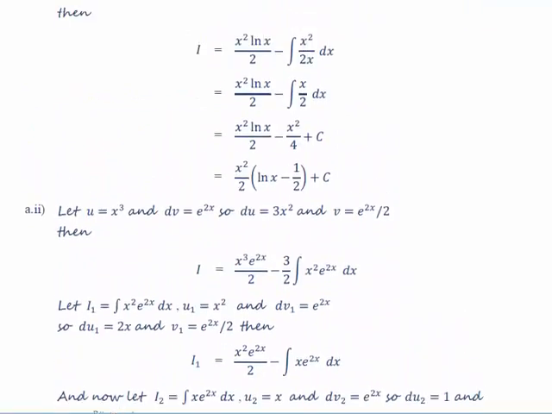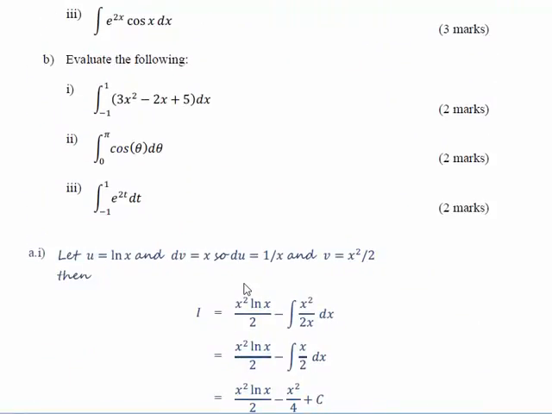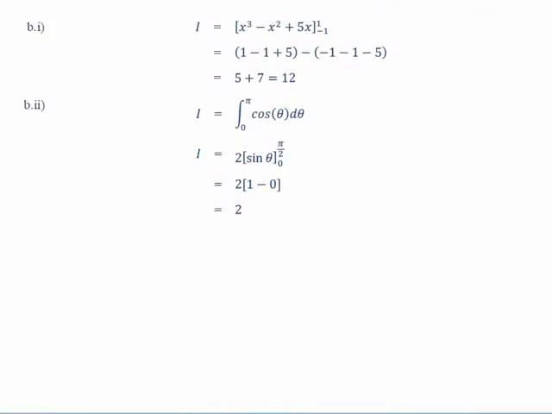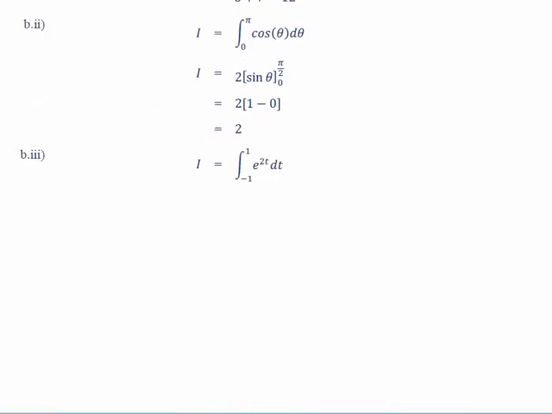B3. Integrate e to the 2t from -1 to +1. The integral is going to give us e to the 2t over 2, and then we put the value of 1 in and the value of -1, so e to the 2 is 7.3891 and e to the -2 is 0.1353. Subtract that from that and divide by 2 and we get an answer of 3.63.